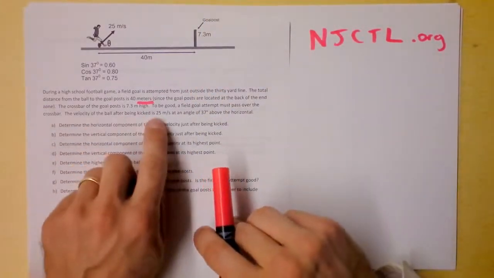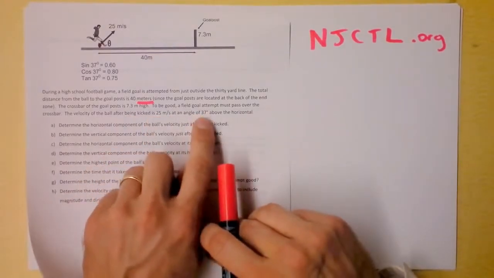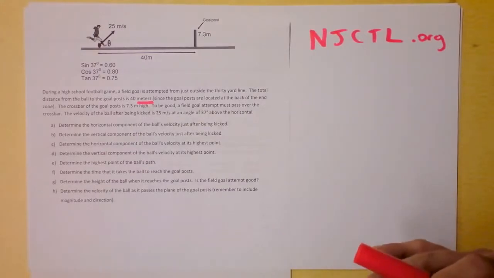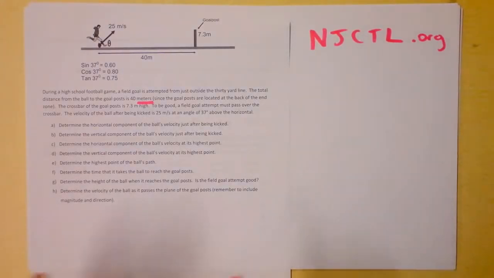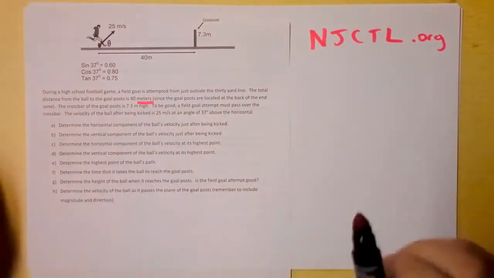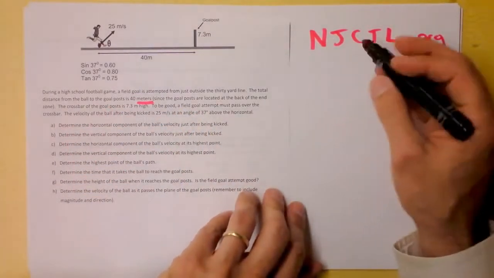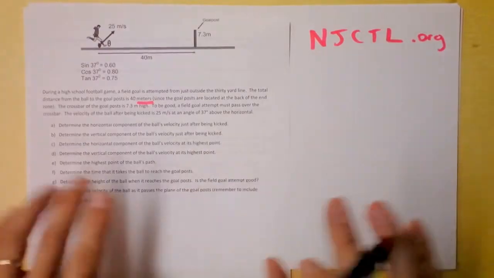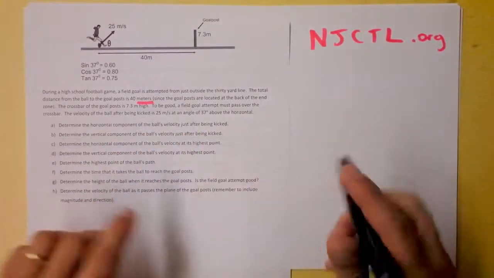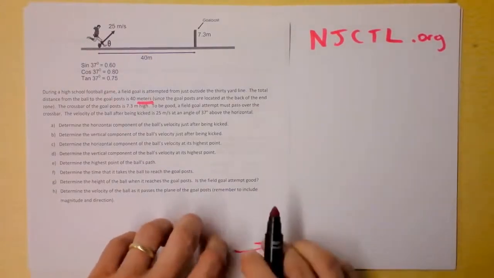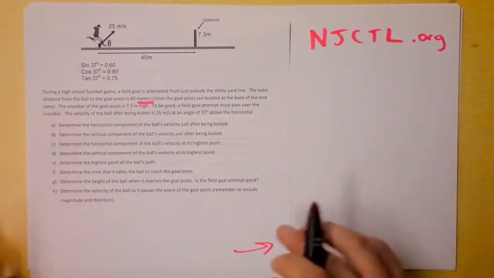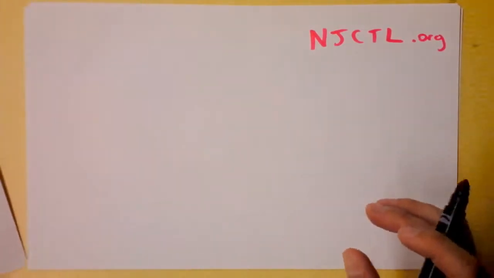The velocity of the ball after being kicked is 25 meters per second at an angle of 37 degrees above the horizontal. I like 37 degrees because I'm thinking it's a 3, 4, 5 triangle. So before I even read any of the questions, I know that I need to draw my initial velocity vector. And here's what I'm going to do. I'm going to take the problems away and then bring them back only when I need to write them down. So if you want to write down these problems right now, you could, or just print the screen or something, whatever. Let me move this over to the side so we can get some work done.